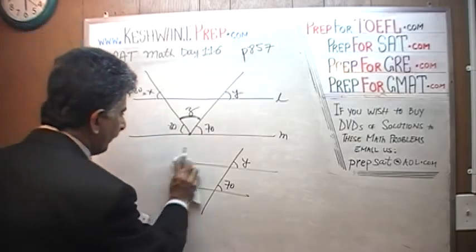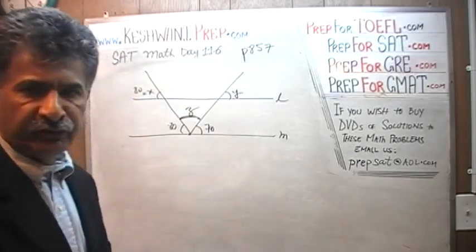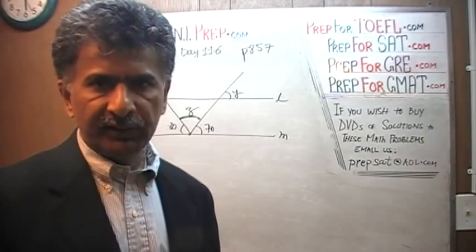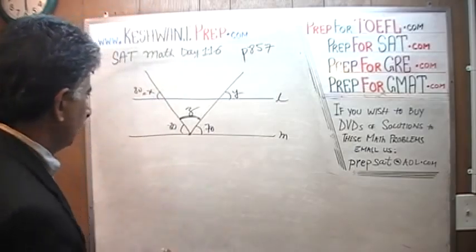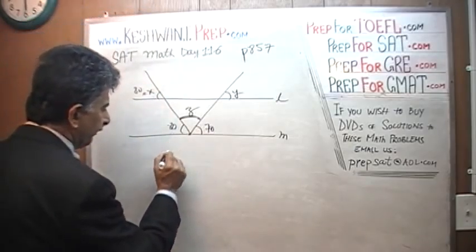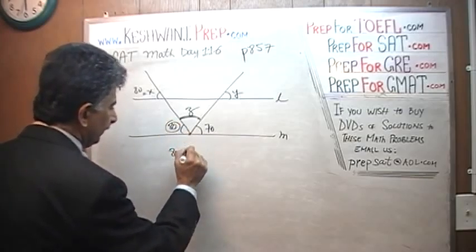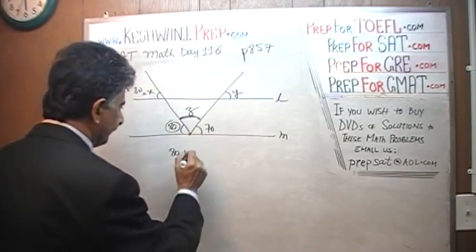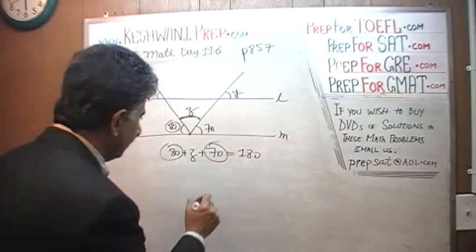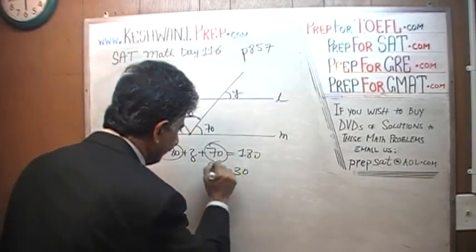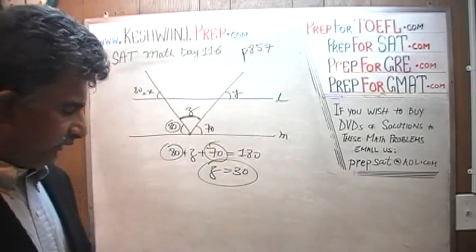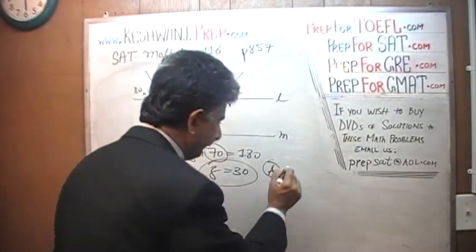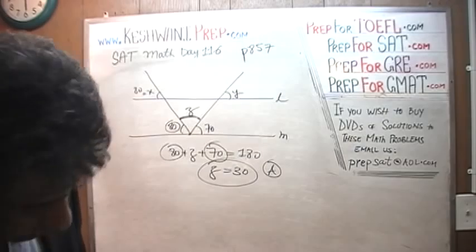Well, that's very straightforward, because we know that a straight line makes 180 degrees, which means 80 plus Z plus 70 equals 180. 80 plus 70 is 150, and therefore Z equals 30. The answer is A. Number 4.